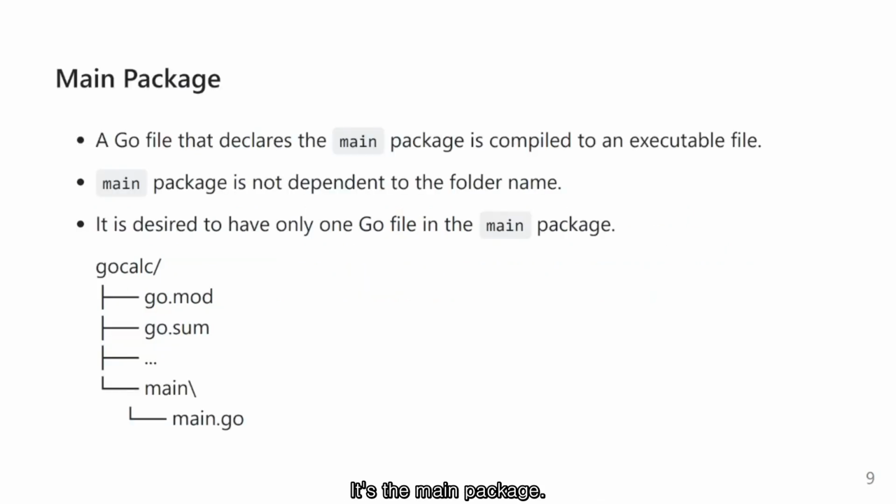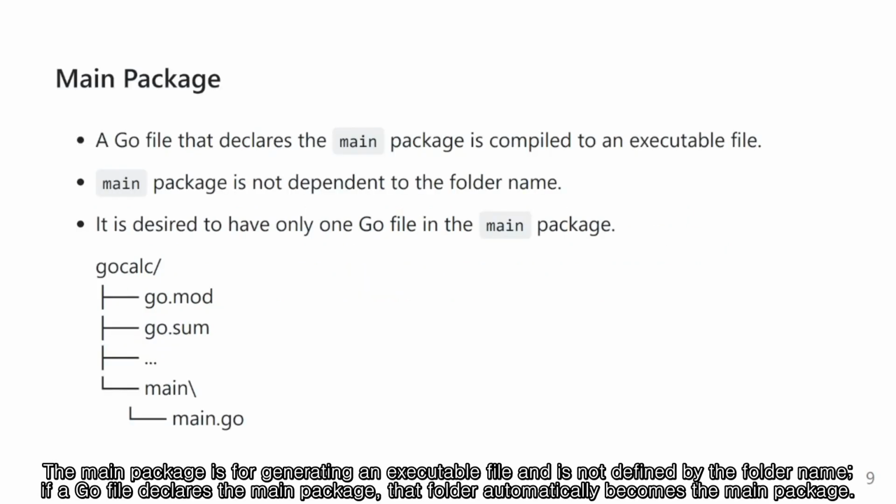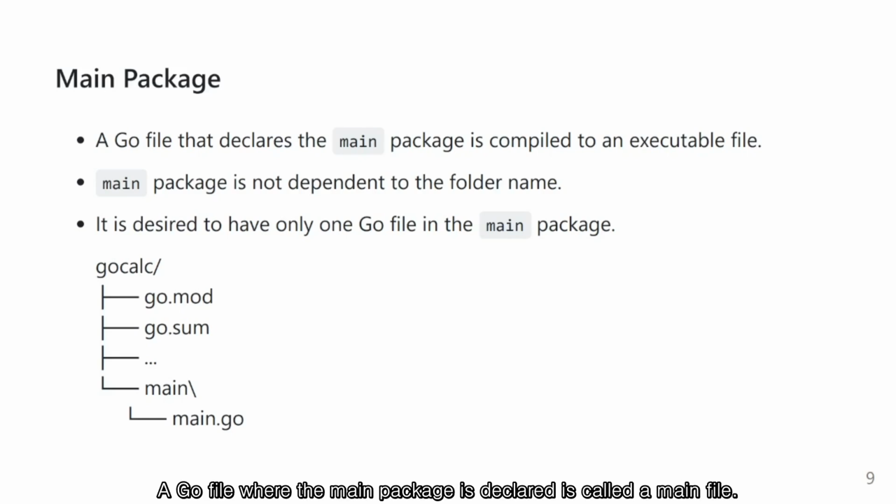It's called the main package. The main package is for generating an executable file and is not defined by the folder name. If a Go file declares the main package, that folder automatically becomes the main package. A Go file where the main package is declared is called a main file. It is recommended that a main package contains only one main file. More detail will be explained in another video while we look at the code directly.